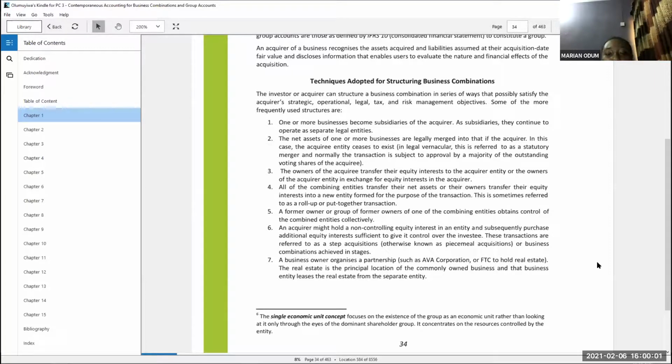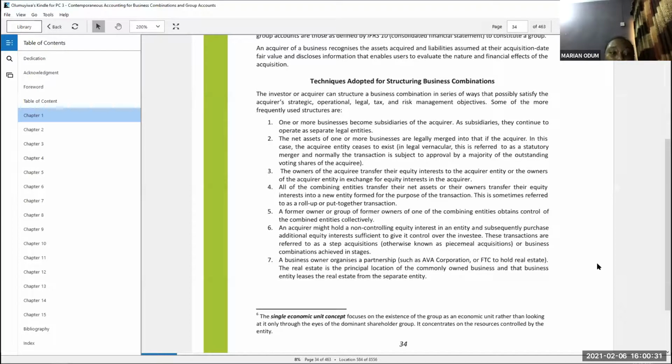5, a former owner or group of former owners of one of the combining entities obtains control of the combined entities collectively. 6, an acquirer might hold a non-controlling equity interest in an entity and subsequently purchase additional equity interest sufficient to give it control over the investee. These transactions are referred to as step acquisitions, otherwise known as piecemeal acquisition.